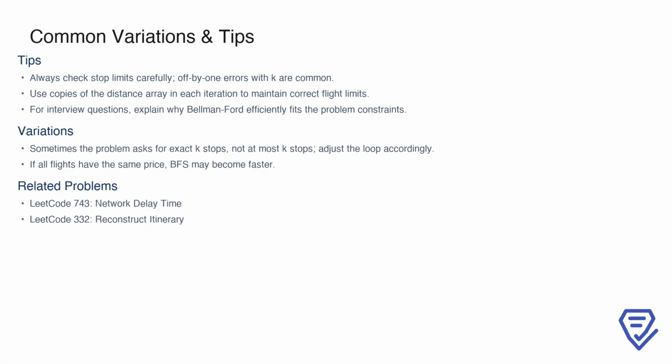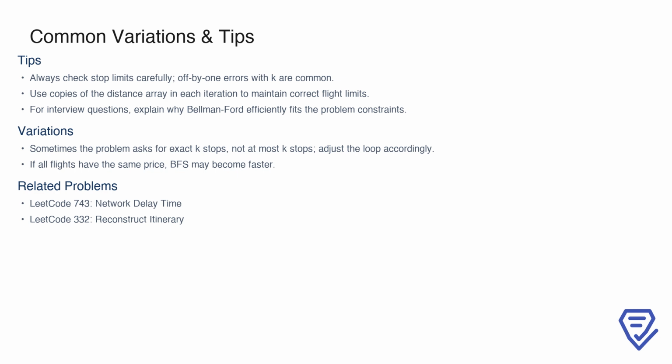Here are some important tips and variations for LeetCode problem number 787. Always be careful with how many stops you allow, as k represents the number of intermediate stops, not the total flights. Using a copy of the distance array each time prevents mistakenly allowing too many flights. Mention the logic behind Bellman-Ford in interviews, as its edge limit handling is key.